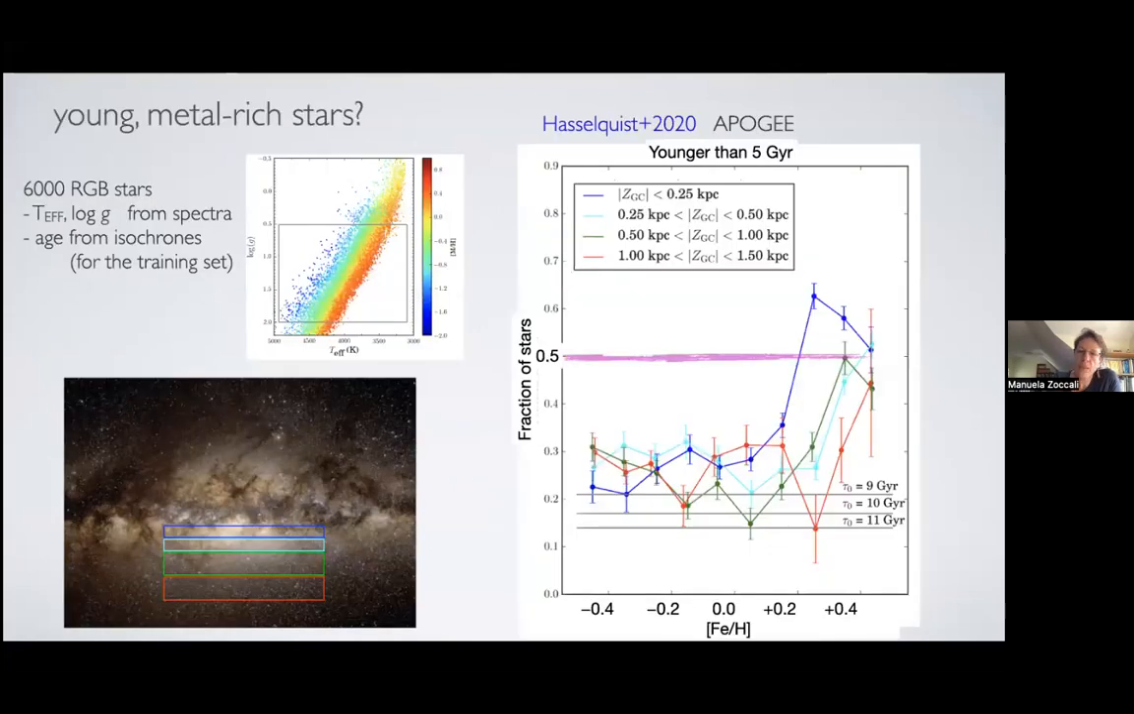More or less. This paper, for instance, shows in this plot the fraction of stars younger than 5 gigayears at different latitudes, which I draw here. The blue line, which shows the stars closer to the plane, at high metallicity has a pretty large fraction of stars younger than 5 gigayears, actually more than 50%. But when we go far away from the plane, to the cyan, green, and red, the fraction of young stars becomes lower. So apparently, those who do find some fraction of young stars find that their number is different when we move vertically. This is all we know, more or less, at the moment about age gradients.